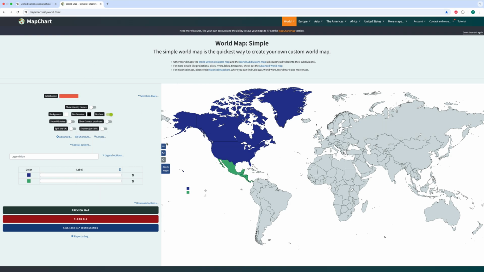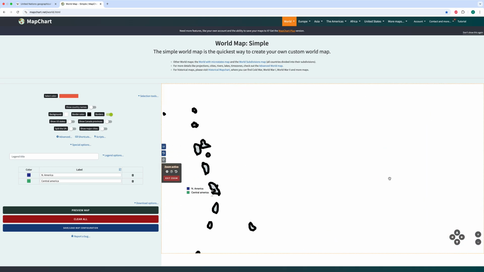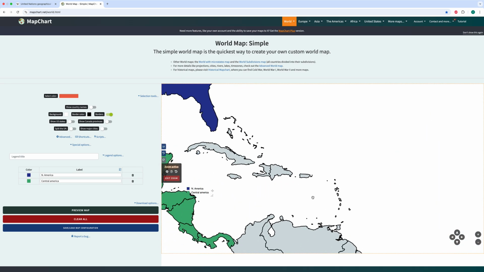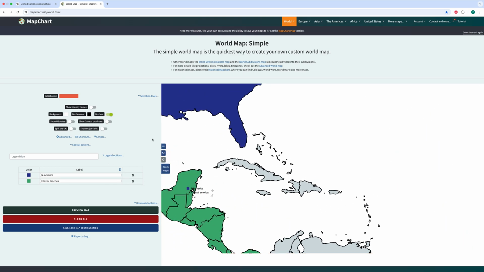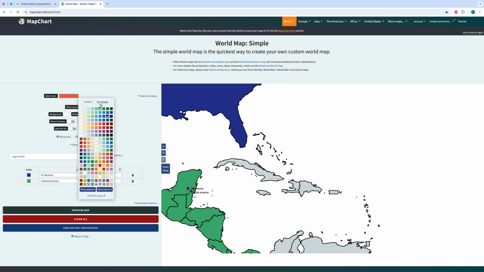Okay, next is the Caribbean. Then there's this thing where you can zoom into things. Okay. Exit. So next is the Caribbean.